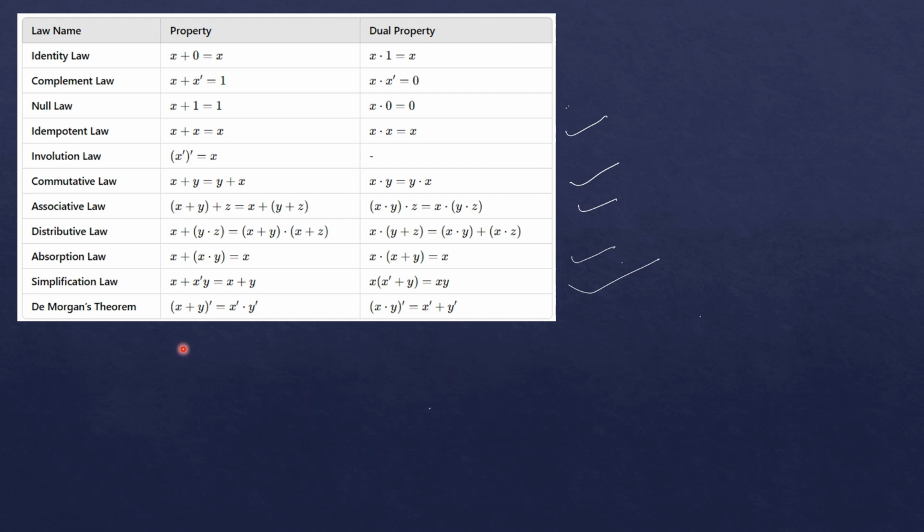Let's move to the next property that is very important, called De Morgan's theorem. Here what it says is x plus y whole bar. If I consider it, then it can be represented as, first thing you must break the bar, that is x bar and y bar, and whatever is addition, you need to convert into multiplication.